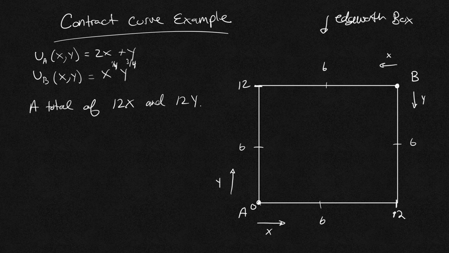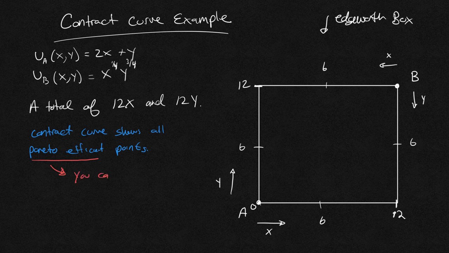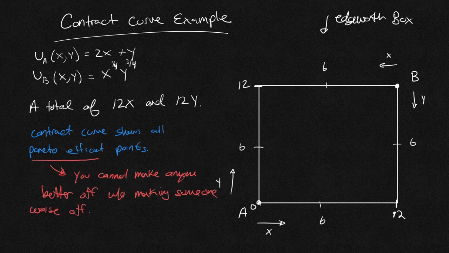So I guess the first thing we really should talk about is what the heck is a contract curve? A contract curve shows all Pareto efficient points. So it's connecting all the Pareto efficient points. What do we mean by Pareto efficient? A Pareto efficient point says you cannot make anyone better off without making someone worse off. Pretty much a Pareto efficient point just means that, if we were to do some sort of trade, one person's going to become worse off than we were before. So therefore they wouldn't voluntarily engage in that trade. So that's what we're trying to find.